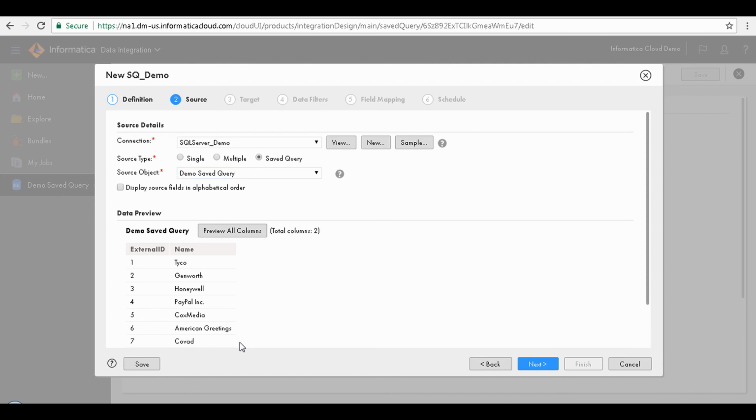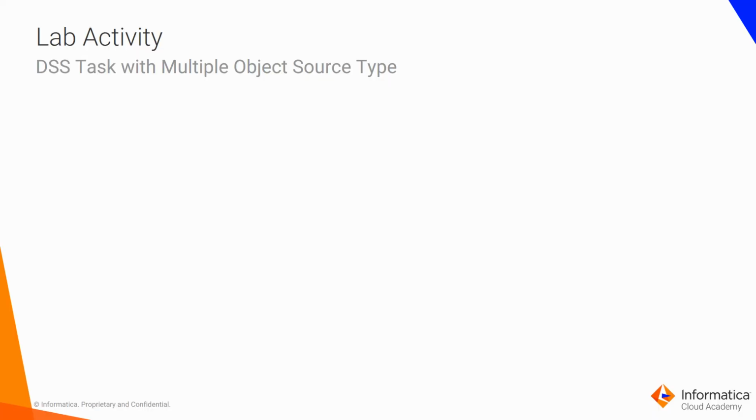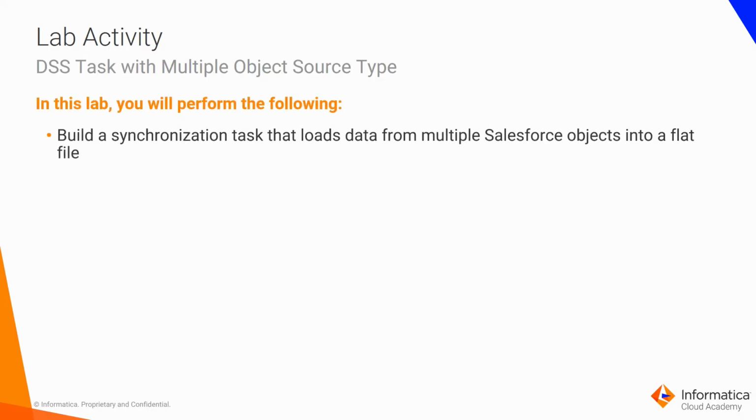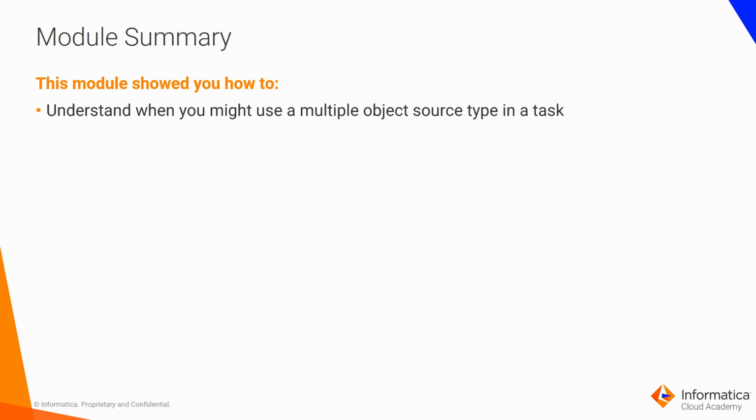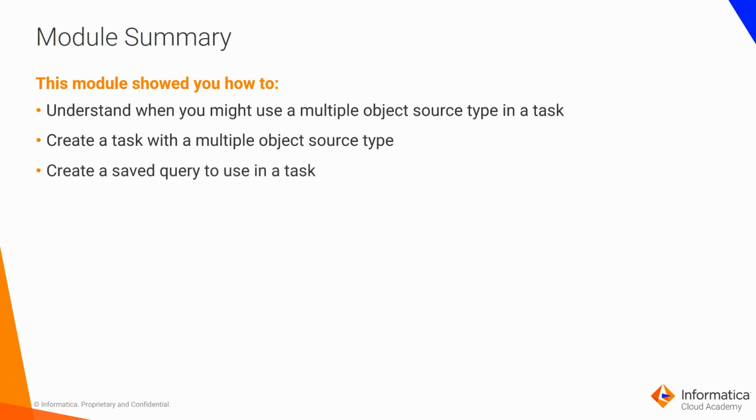This concludes the demo. In this lab, you will build and configure a synchronization task that loads data from multiple Salesforce objects into a flat file. This concludes Module 7. This module showed you how to understand when you might use a multiple object source type in a task, create a task with a multiple object source type, and create a saved query to use in a task.